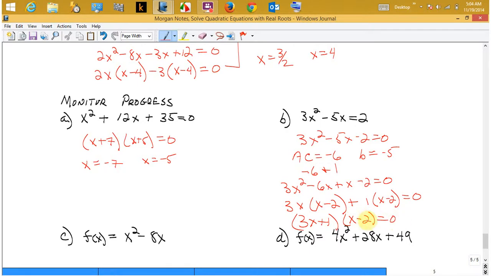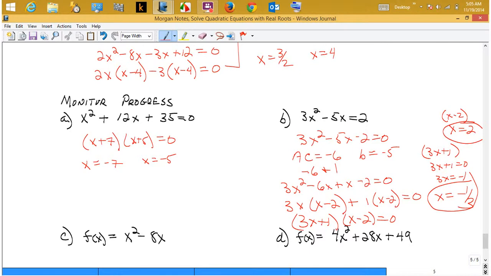So for the x minus 2, this part right here, x would be equal to 2. And for the part that's 3x plus 1, I'll set that equal to 0. 3x plus 1 equal to 0. 3x is equal to a negative 1. x is equal to a negative 1/3. So those would be my two solutions.